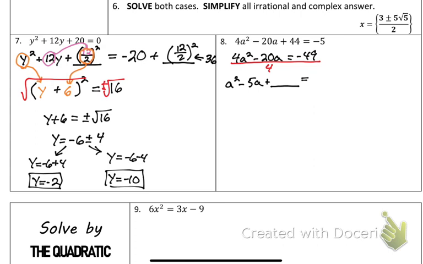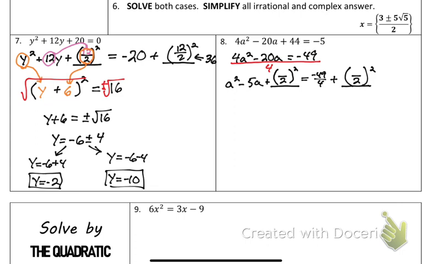Oof, almost forgot over 4. Negative 49 divided by 4 plus a blank. Now, just a reminder, what goes in that blank is something over 2 squared. So both of these you can already have partially filled in. It is always something over 2 squared, something over 2 squared. What is that something?